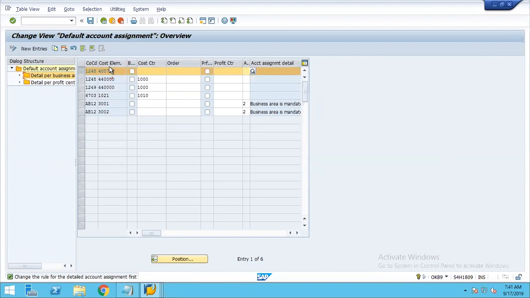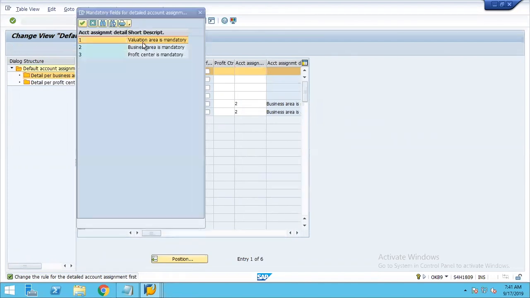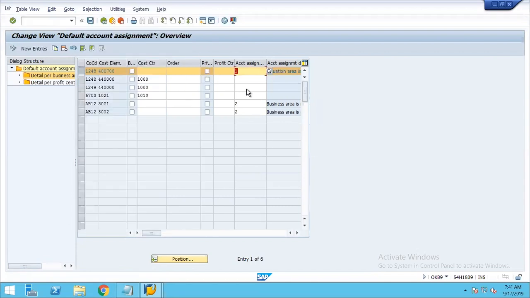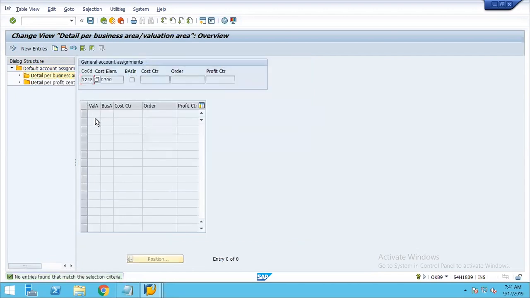Now here I'm giving the cost element, and here I'm specifying on what basis I'm doing this. Here you can select based on valuation area or based on profit center. Of course, business area is not there anymore. If I select valuation area and double click on this, now you have valuation area for this plant. For this is the cost center. You can mention it there.